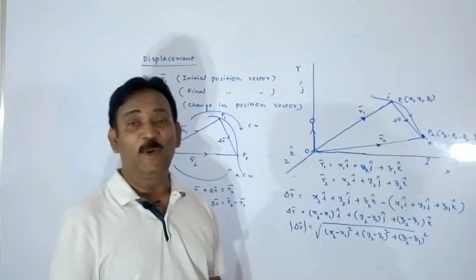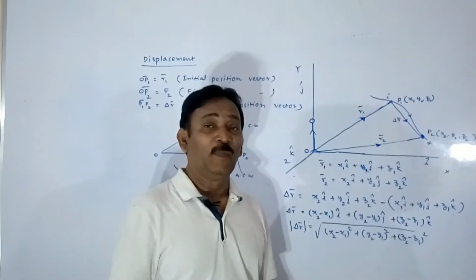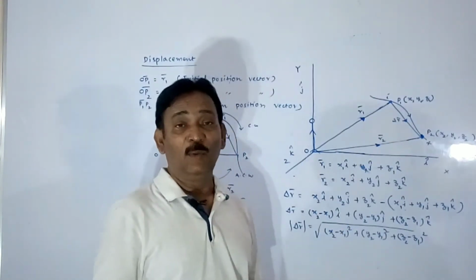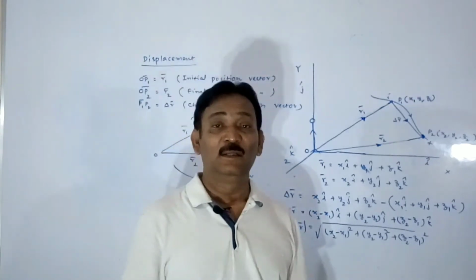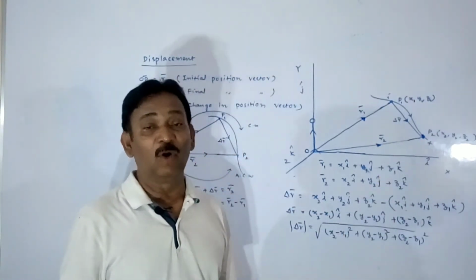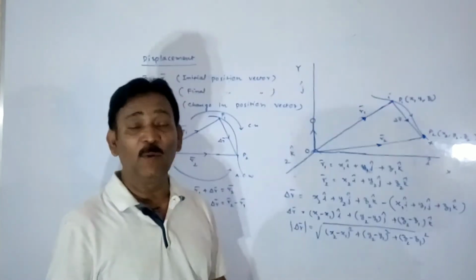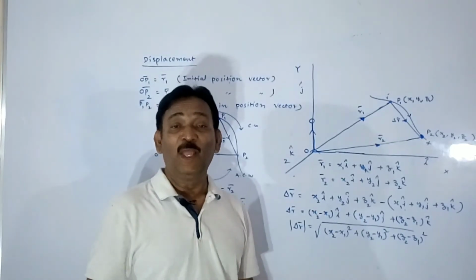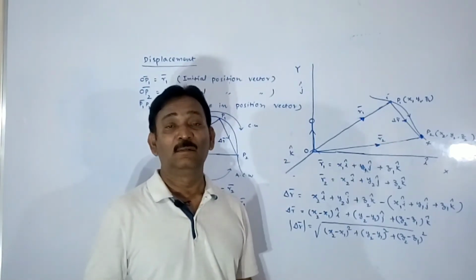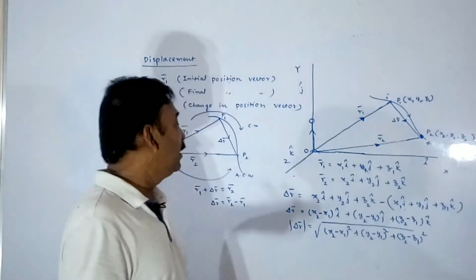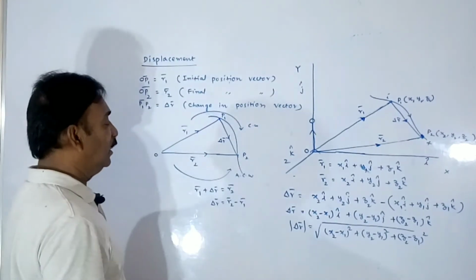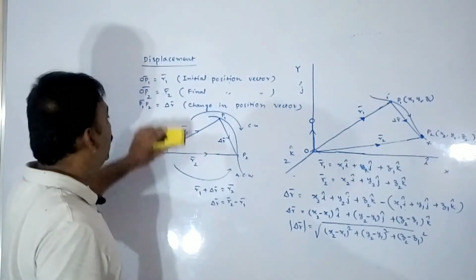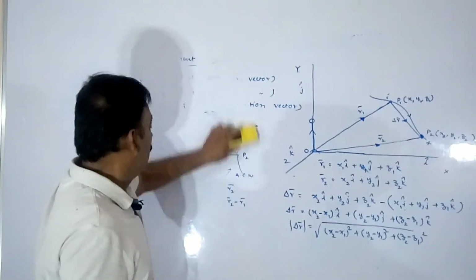Here, this displacement is all about the motion of the particle in space. That means three-dimensionally we got the displacement. And what about the displacement along a single axis or in a plane? It can be understood very easily by using the same concept here.